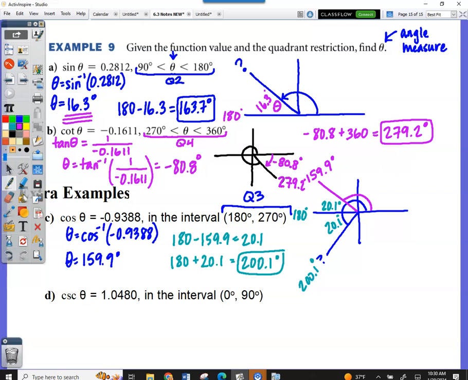Okay, try cosecant. You should find this one to be the easiest, and I'm curious if you can recognize why this one's easier.